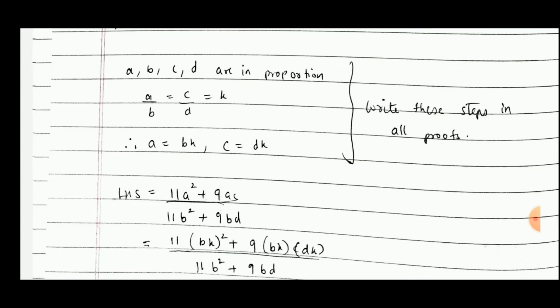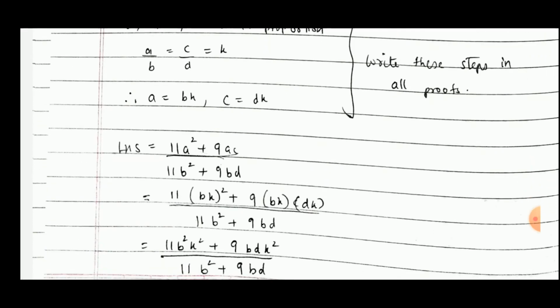So LHS will be equal to 11A square plus 9AC upon 11B square plus 9BD. So this is 11 into BK square plus 9 into BK into DK.